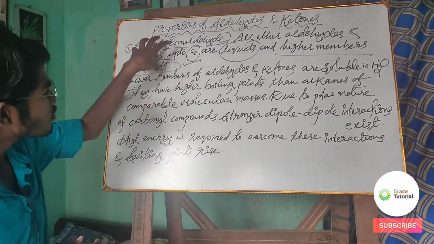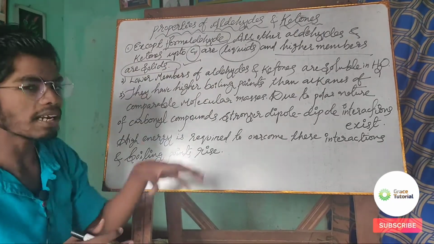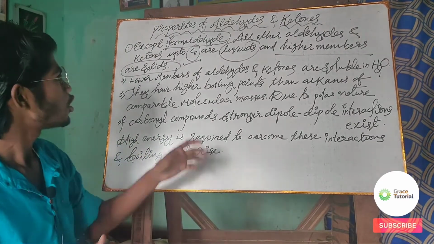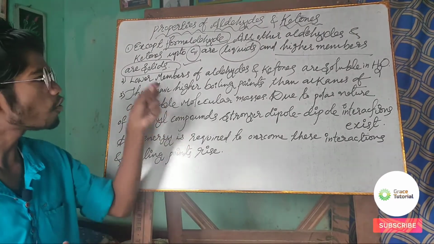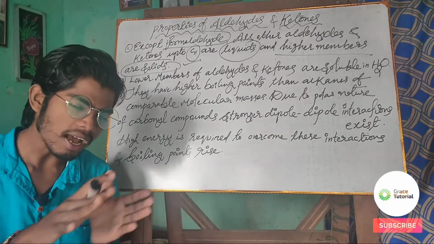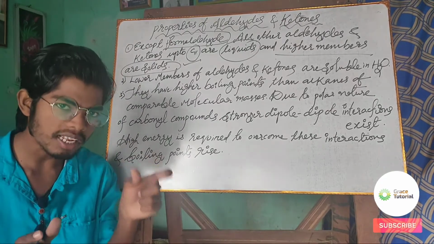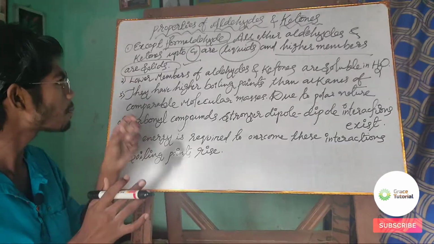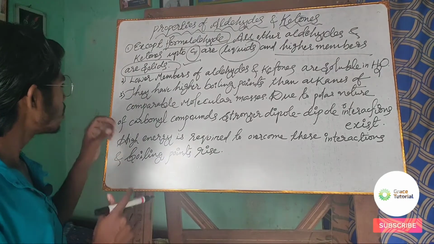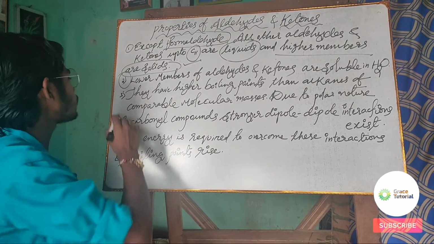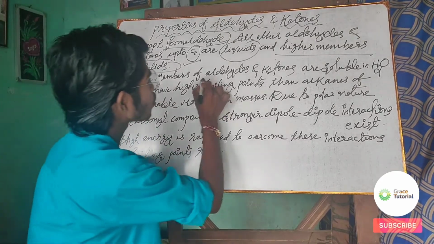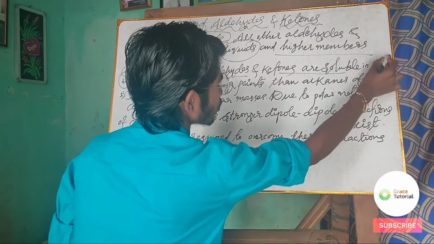This first statement gives you a clear idea about the state of the aldehydes and ketones. Formaldehyde is a gas, and except formaldehyde, all other aldehydes and ketones up to carbon 11 are liquids and higher members are solids. If you look at the second point of the physical property, the lower members of the aldehydes and ketones are soluble in water.